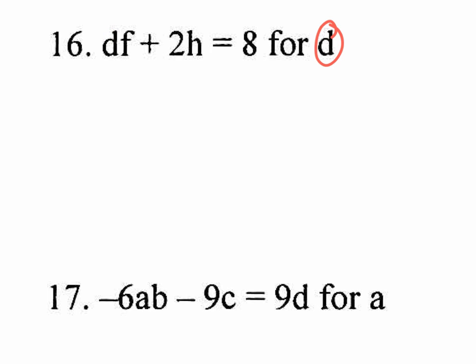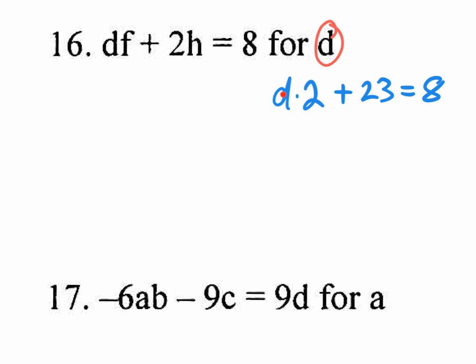I mean, it would be a lot easier if it looked like this. Wouldn't this be less confusing? Instead of DF, it was D times 2. Instead of plus 2H, it's plus 23, right? And the equals 8, there it is. So this is a lot easier to understand.